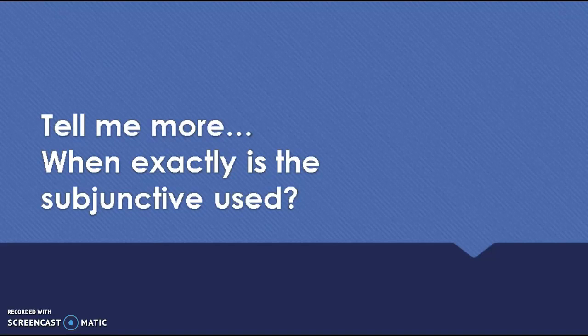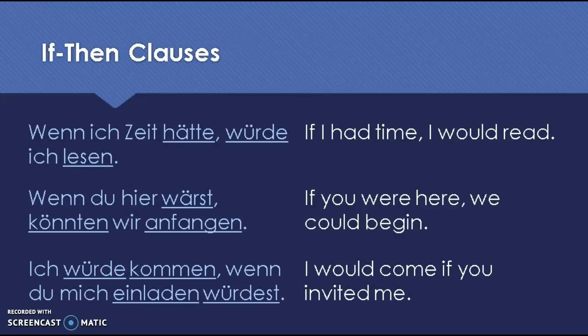When exactly do you use the subjunctive? Here are some specific instances that are very common for the subjunctive to be used. The first is for if-then clauses. We're going to use the conjunction wenn. We've learned wenn as whenever, but we also learned what it means if. In these kinds of statements, we're going to translate wenn as if.